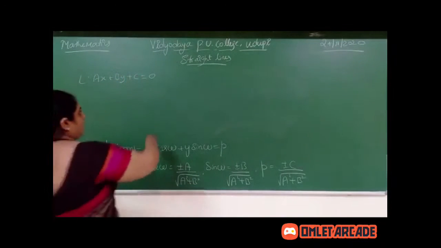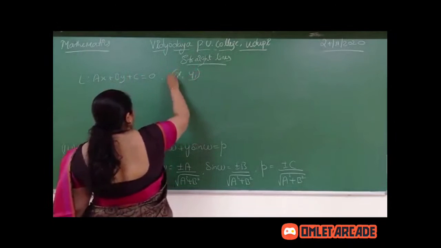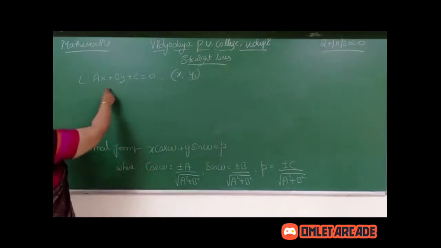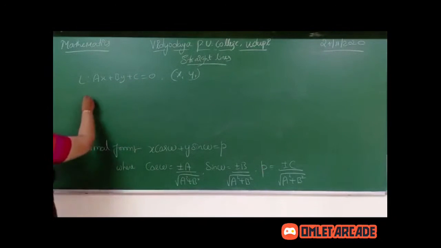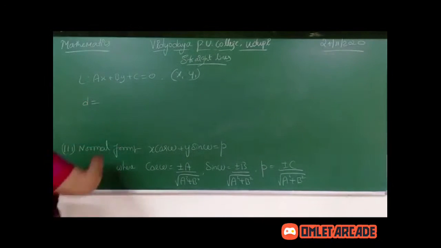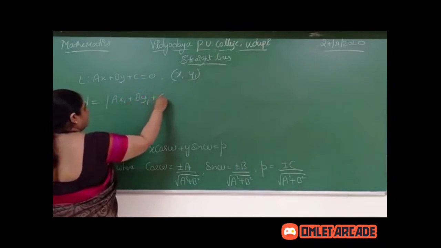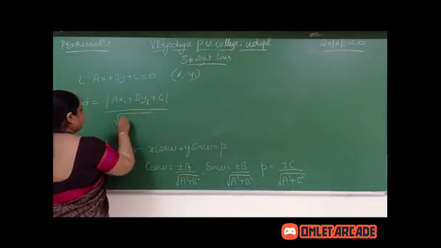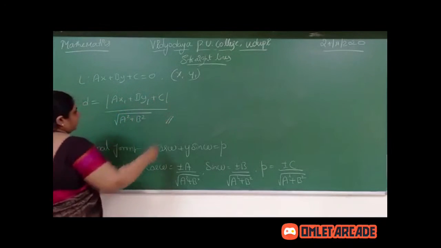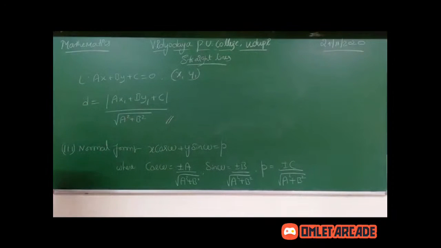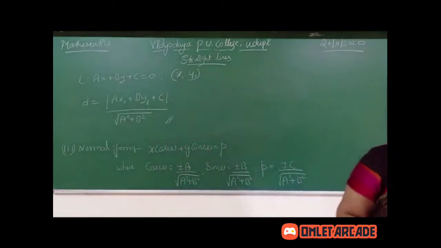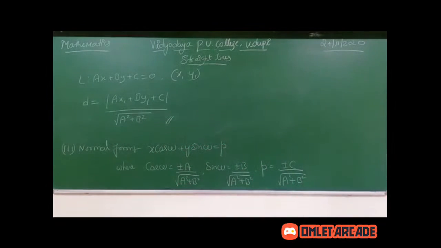Then, if the line ax plus by plus c is equal to 0 is given, and a point (x1, y1) is given, then the distance between the line and the point, which we take as small d, is equal to modulus of a x1 plus b y1 plus c divided by root of a square plus b square. This is the formula to find the distance between a point and a line. These things we discussed in the last class. Now today we will discuss one more concept, that is the distance between two parallel lines. Okay?